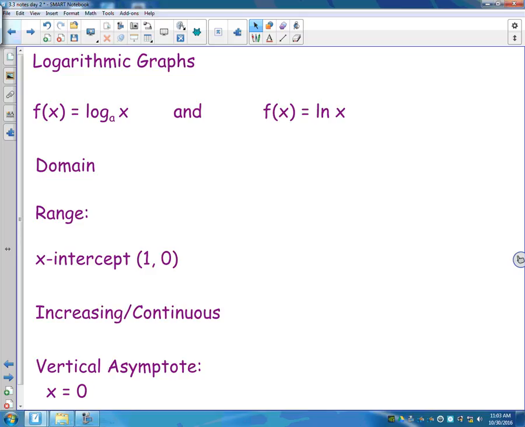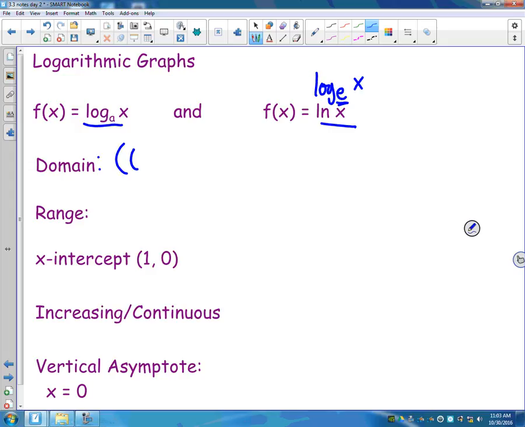We did this with exponential graphs. With log base a or ln of x, same thing. Remember that ln of x is just log base e of x, so e is just a special number. But every time, the domain is going to be where that vertical asymptote is. So I'm going with these basic graphs. I'm calling these the parent graphs. This domain would change if there's a transformation.